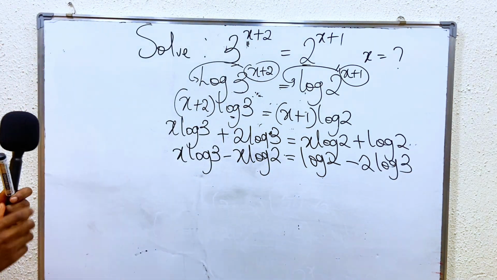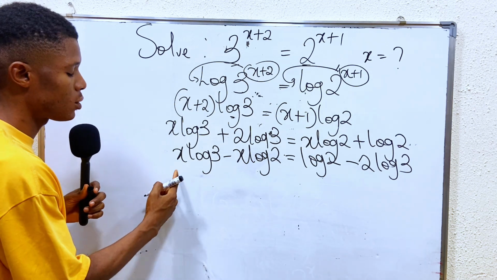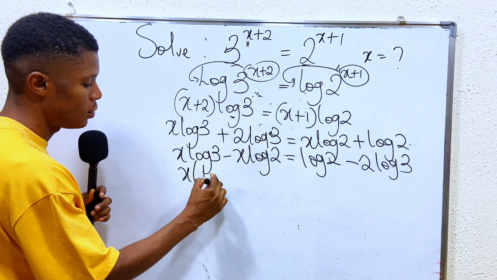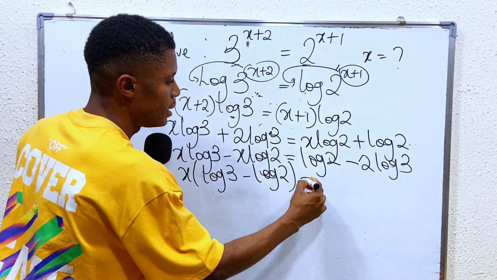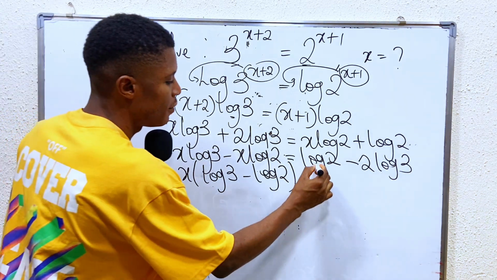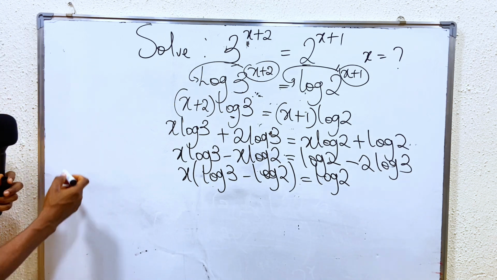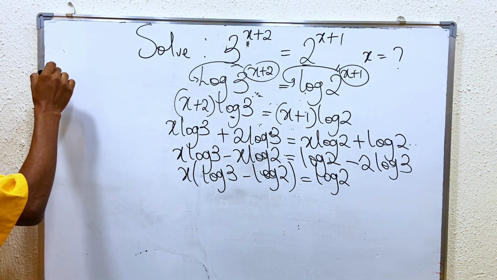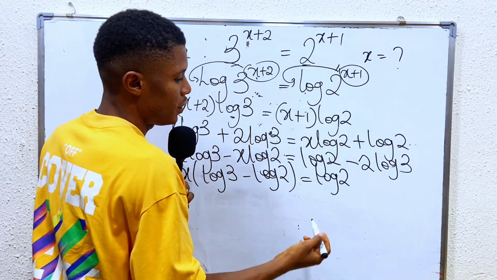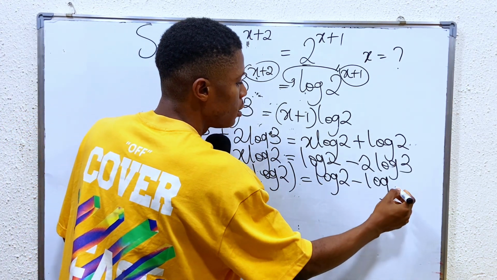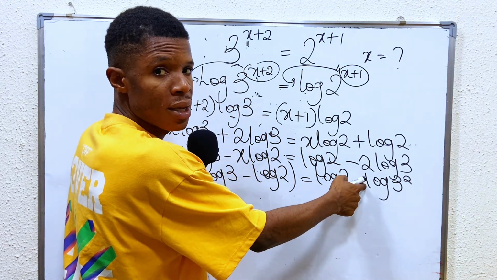Here we can see that x is common in both terms. So what do we do? We factor out x. So x will now be multiplied by log 3 minus log 2, and that's equal to log 2 minus 2 log 3. You know in the law of exponents that we can make 2 to be the power of 3, so we can have minus log 3 all squared, since we are free to multiply the power here, so everything remains the same.